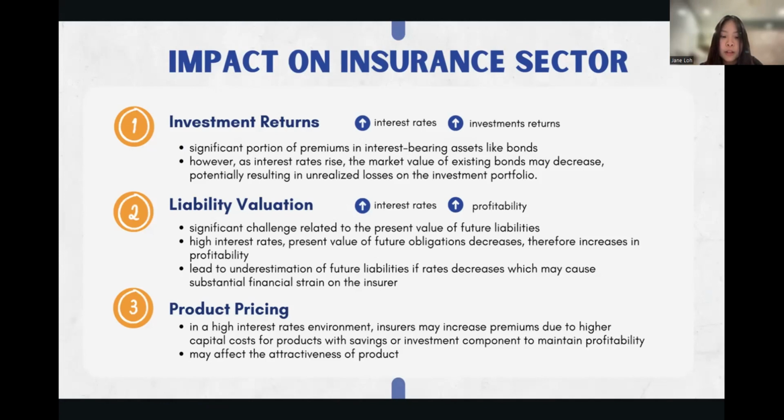Next, product pricing is another area significantly affected as the interest rate environment impacts how insurers price their products. When interest rate is high, insurers may increase premiums, particularly for products with savings or investment components. This helps maintain profitability but may affect the attractiveness of these products to consumers.